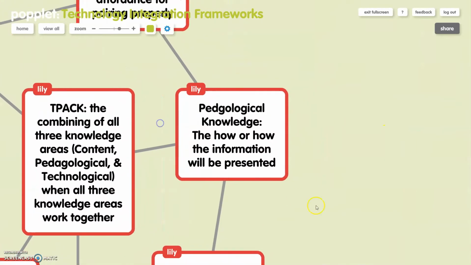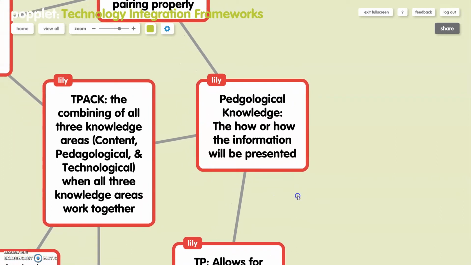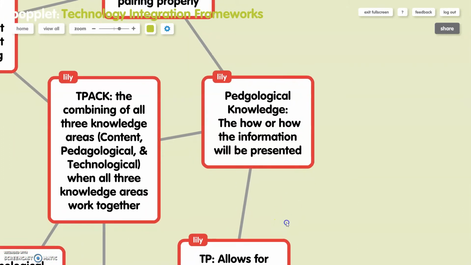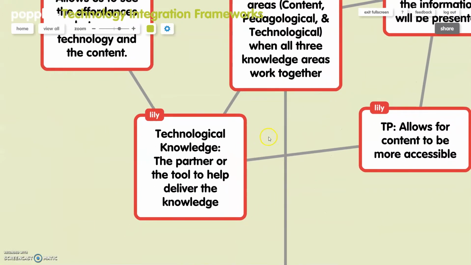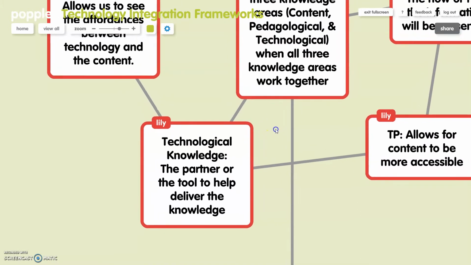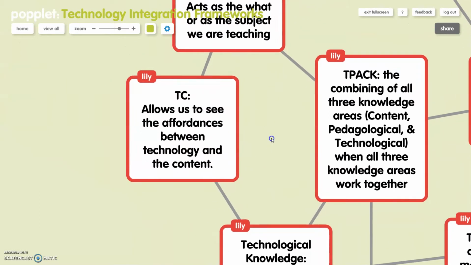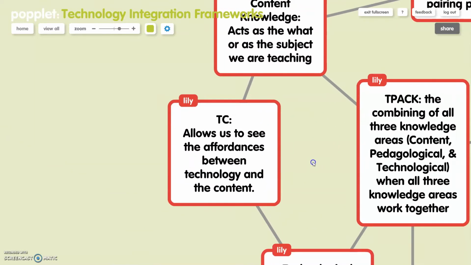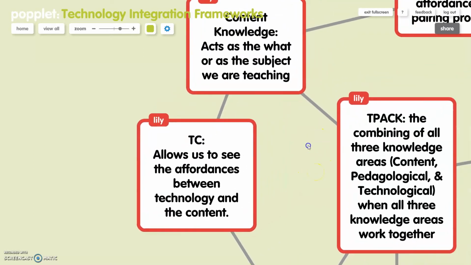Over here, pedagogical knowledge is the how or how the information will be presented, and down here, technological knowledge is the partner or the tool to help deliver the knowledge. Now there is crossover between all of these, so there is TC, which is the combination of technological and content, and that allows us to see the affordances between technology and content.